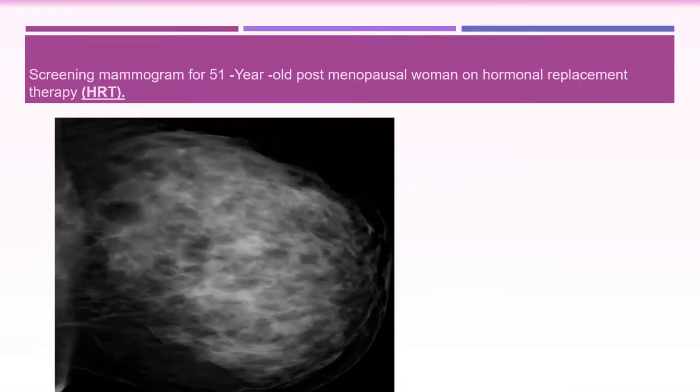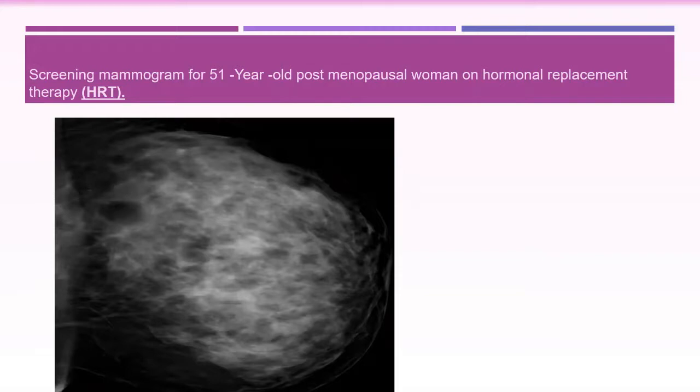This is an oblique view of the left breast, showing an area of high density mass. Quickly, Suhair. High density mass at the mid depth, mid retroareolar. Is it a mass or asymmetry?